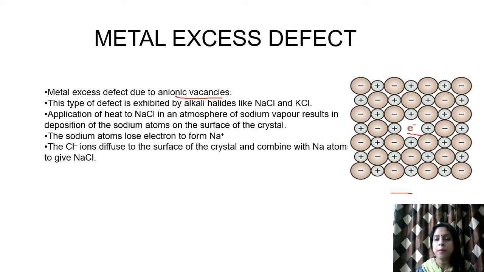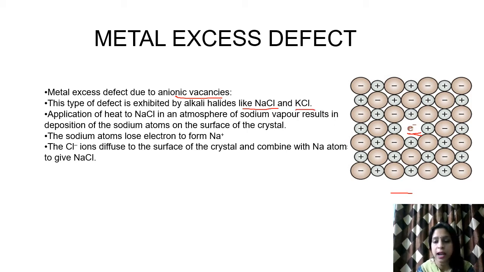All right, here what should have come? An anion. And instead of that, what is available here? An electron, which is having a negative charge. Such a defect is known as the metal excess defect which occurs due to anionic vacancies. That means in place of the anion, a space has been created. Okay, this type of defect is usually exhibited by sodium chloride or potassium chloride.